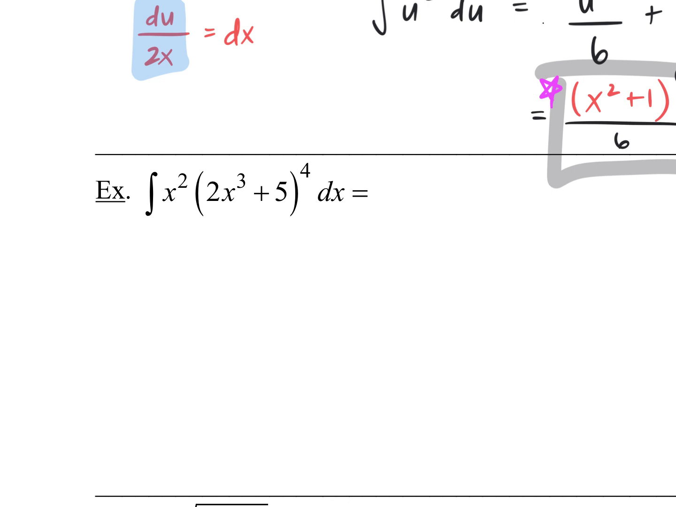Sometimes you could let u be different things and you're going to end up getting the same answer regardless, okay? But let me show you really quick what happens if I let u equal x squared. I would not write this down, okay? If u is equal to x squared and I take the derivative of both sides, I get du is equal to 2x times dx. If I replace this u for x squared, I have this whole thing 2x cubed plus 5 to the 4th power, and all I have that's going to cancel out is 2x dx.